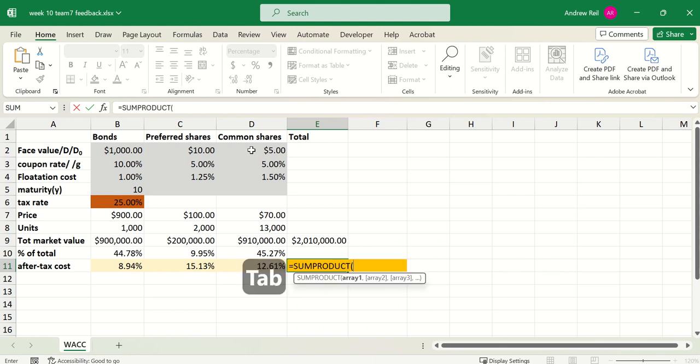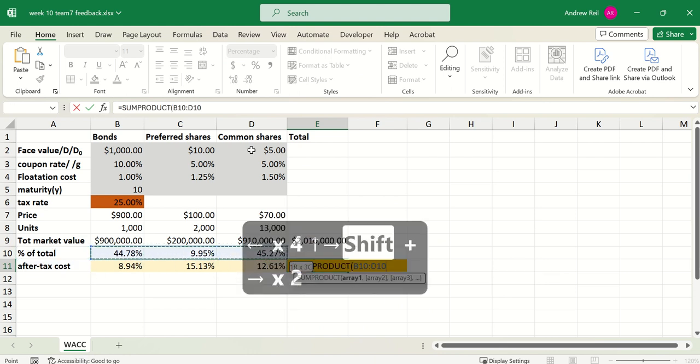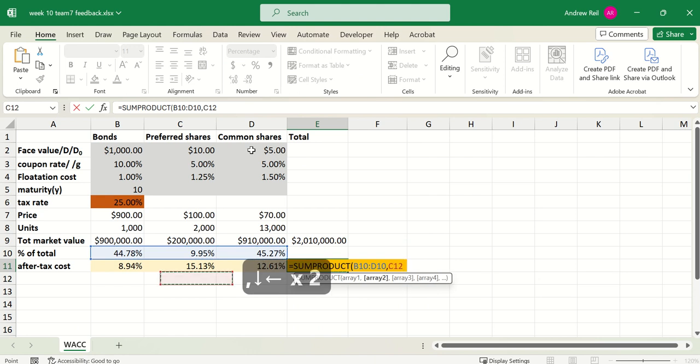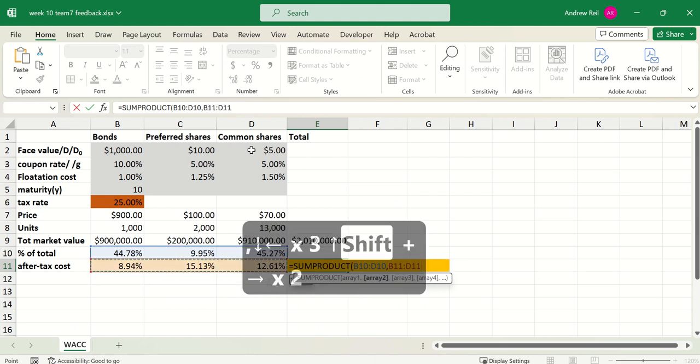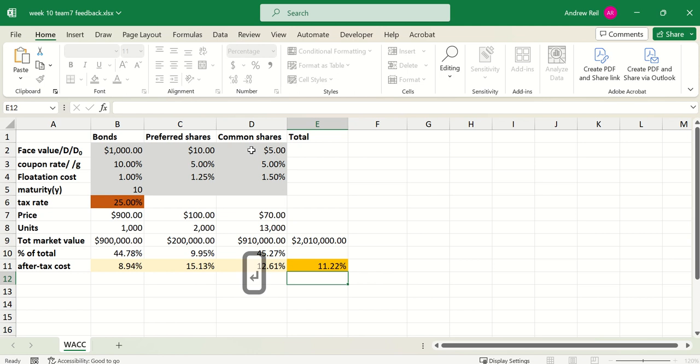I'm going to tab to accept it, and I'm just going to grab the percentages first, and comma the after-tax costs, and then close brackets, and there it is. 11.22. That's your weighted average cost of capital.